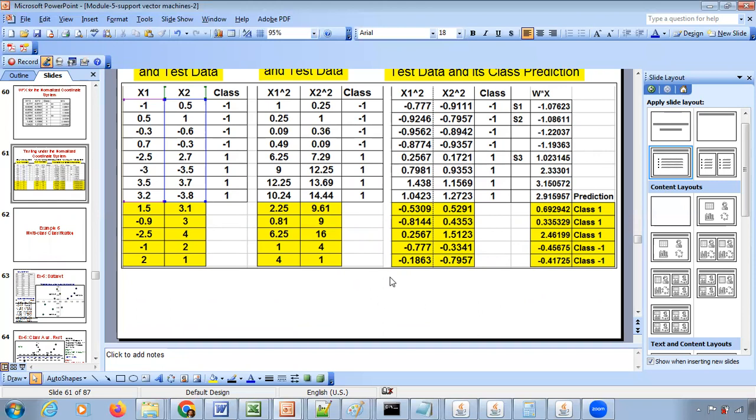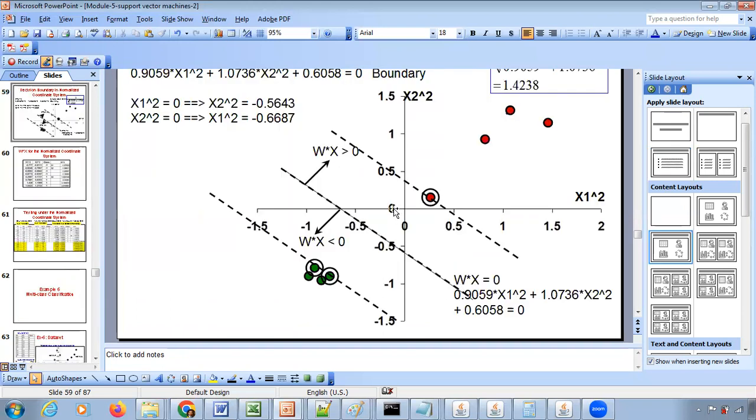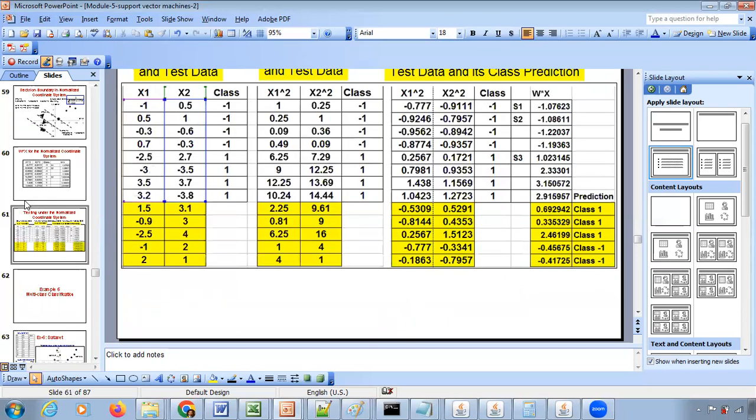So -0.18 and -0.79. So -0.18 is over here, -0.79 is over here. So that's in the negative side. W times X is less than 0. So that's how we can do testing with this.